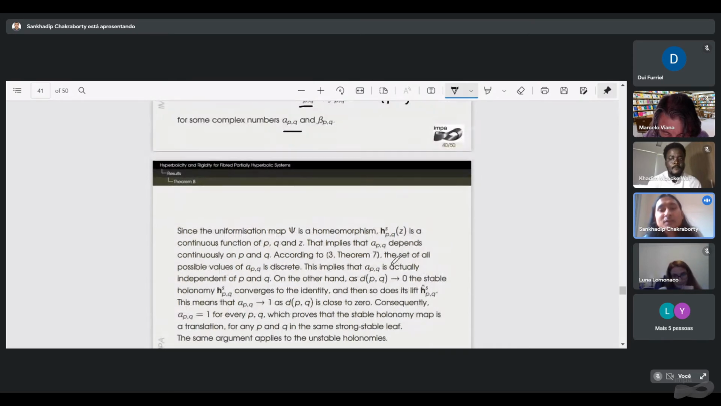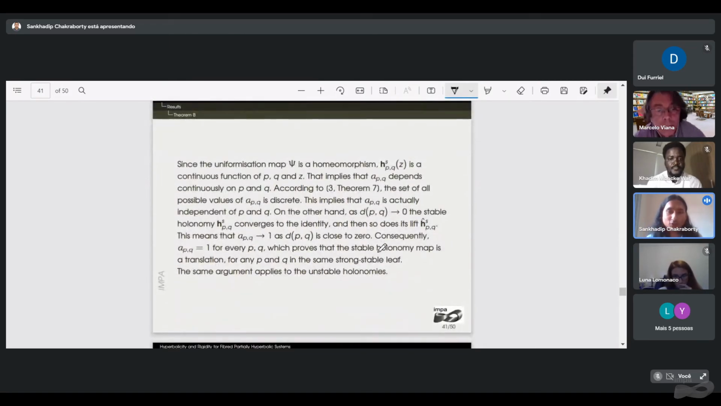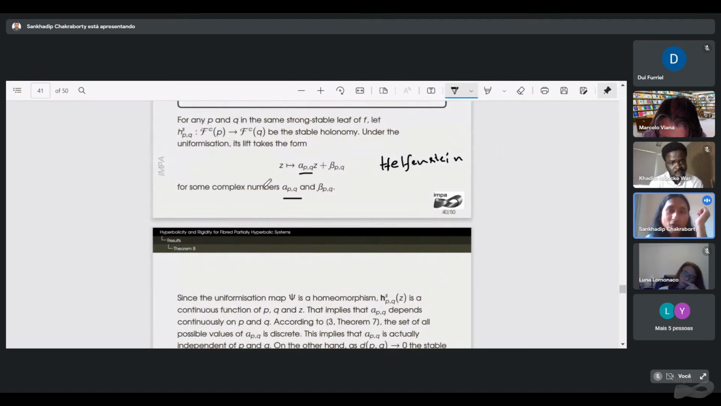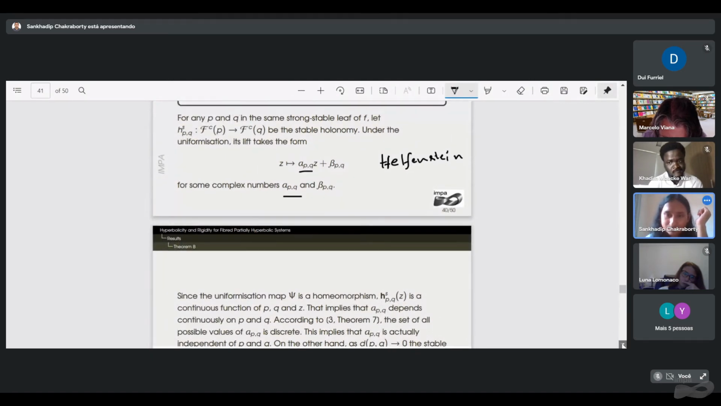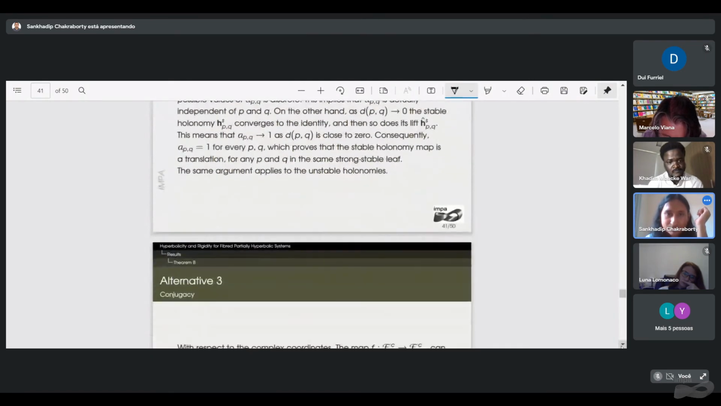Now, as P and Q get closer, the stable holonomy converges to the identity. So as d(P,Q) goes to 0, alpha_PQ has to go to 1. And we have seen before that alpha_PQ is a constant, so alpha_PQ has to be 1. Once we prove that, it means that each holonomy is actually a translation. The same argument, of course, applies to the unstable holonomies.